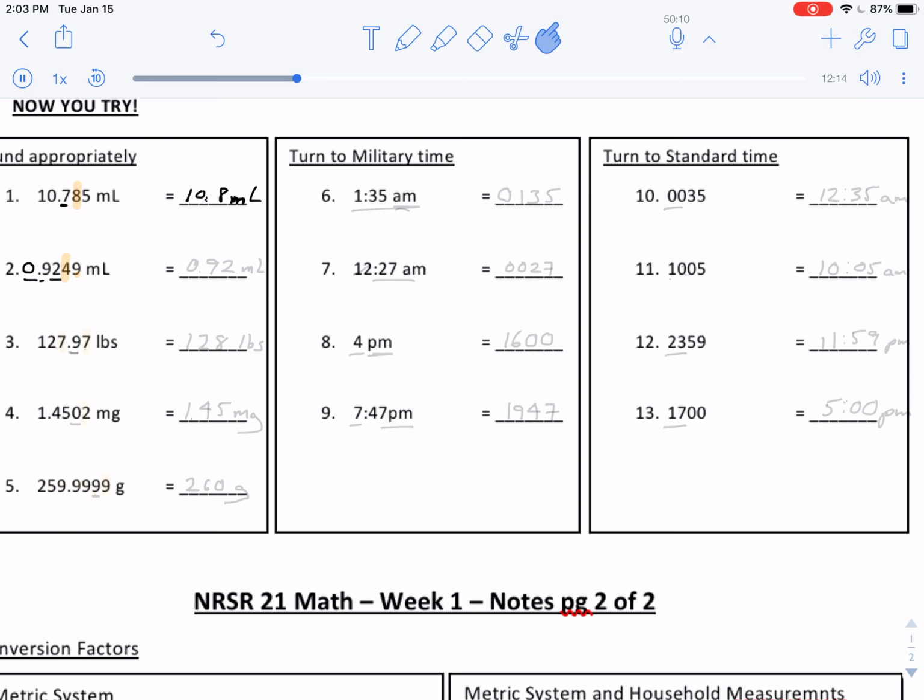Instead, I'm going to look at the 2, right, in the hundredths place, and then right before the 2, it's a 4, it's 5 or less, so I'm going to let this rest. So meaning that I'm not going to change the 2 at all, I just cut off everything after the 2. So 0.92 milliliters is how we write that.